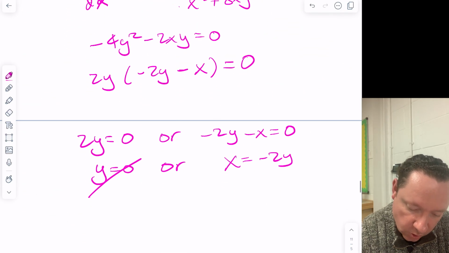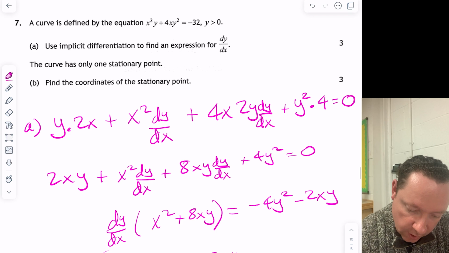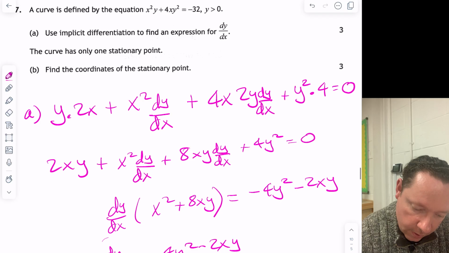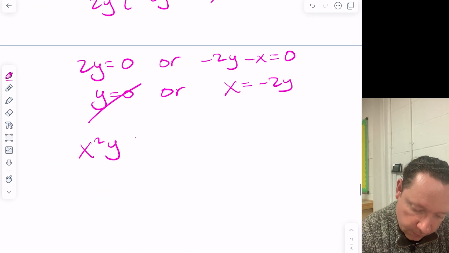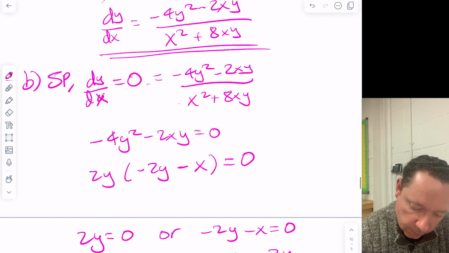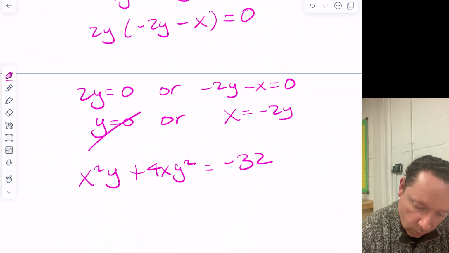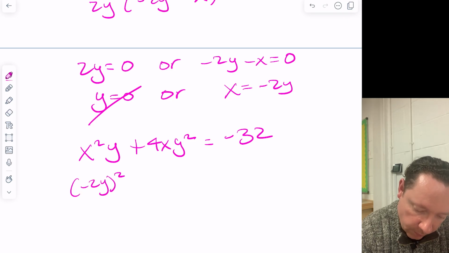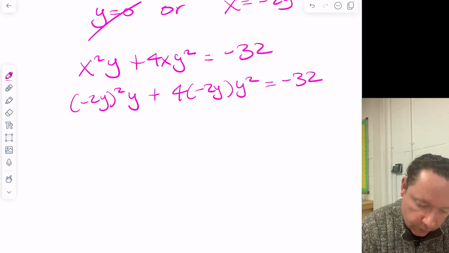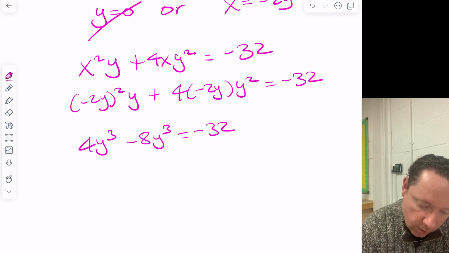So if x is minus 2y, we can just sub it back into the original equation. So we've got x squared y plus 4xy squared equals minus 32. So minus 2y squared times y plus 4 times minus 2y times y squared equals minus 32. So 2 twos is 4, so that's 4y cubed. 4 twos is 8, so that's minus 8y cubed, and that's minus 32. So minus 4y cubed is minus 32.